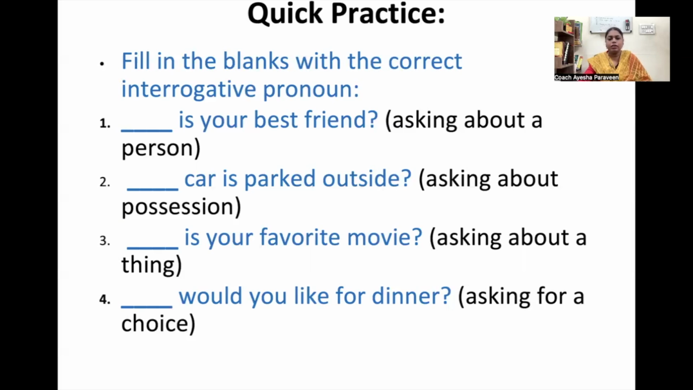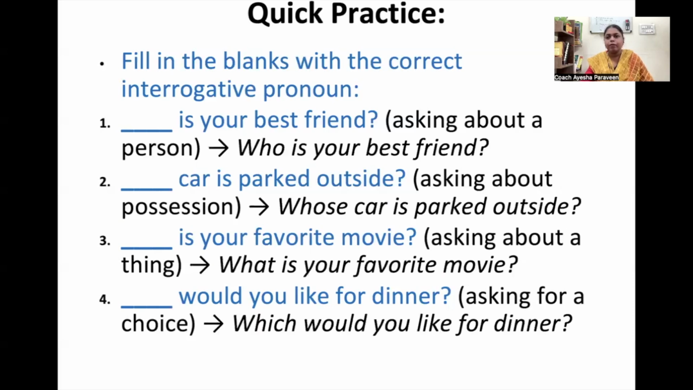Now I will show the answer, but before that please make sure that you have written your answer, and now you're going to cross check it. You see whether you have understood well, or if you have not understood, please go through the explanation once again. So dash is your best friend, asking about a person. So about a person: who is your best friend? Dash car is parked outside, asking about possession: whose car is parked outside?